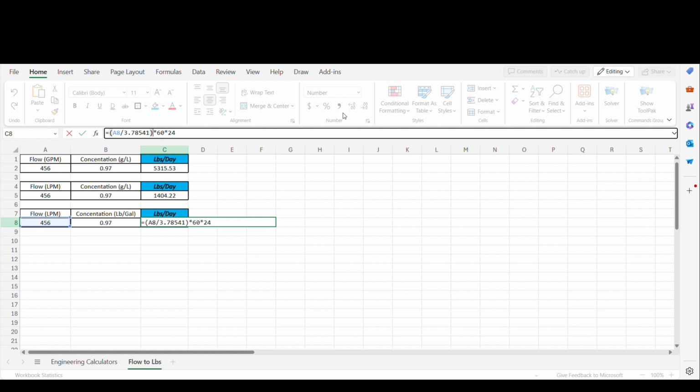So now you are in gallons per minute rather than liters per minute, and then I would multiply by your concentration of pounds per gallon. That's going to give you pounds per minute. And then multiply by the 60 for 60 minutes an hour, and then 24 for 24 hours in a day.